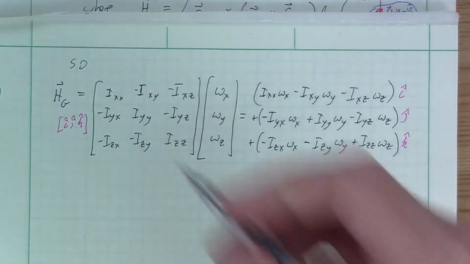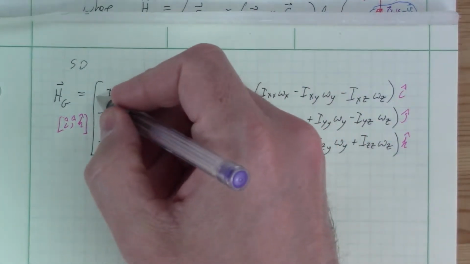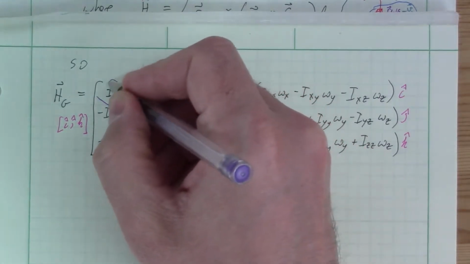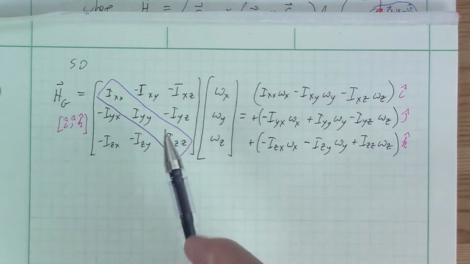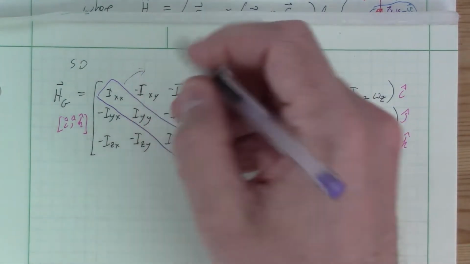Okay, so it might be ugly looking, and we haven't even gotten to the equation of motion, right? This is just describing what the angular momentum is. These diagonal terms are unique in that they're not negative, and they have the same double subscripts. These are our moments of inertia.